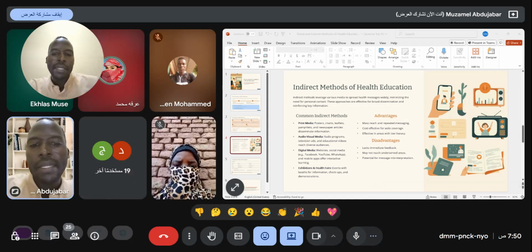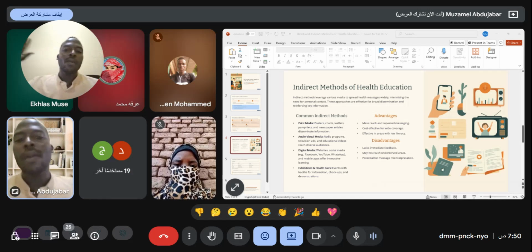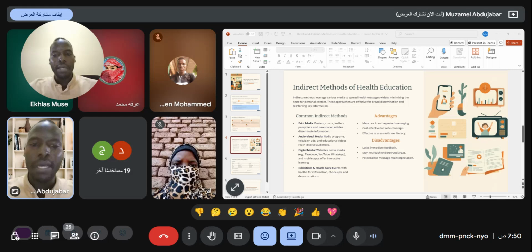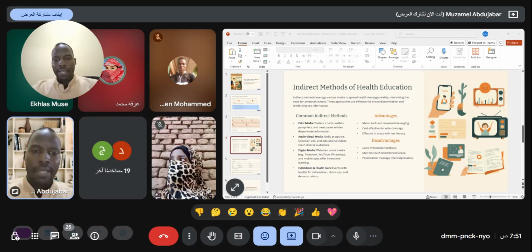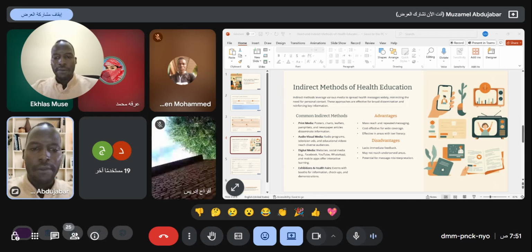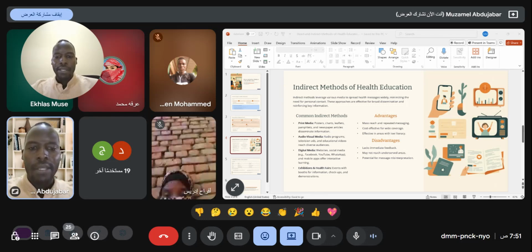Additionally, the digital media, like websites and social media like Facebook, YouTube, WhatsApp, all this is called the digital media. With digital media, you can send the message to a group of people, or many people, at the same time. Yeah. The last way of the indirect method is called exhibition and health fair, with both information, checkup and demonstration.